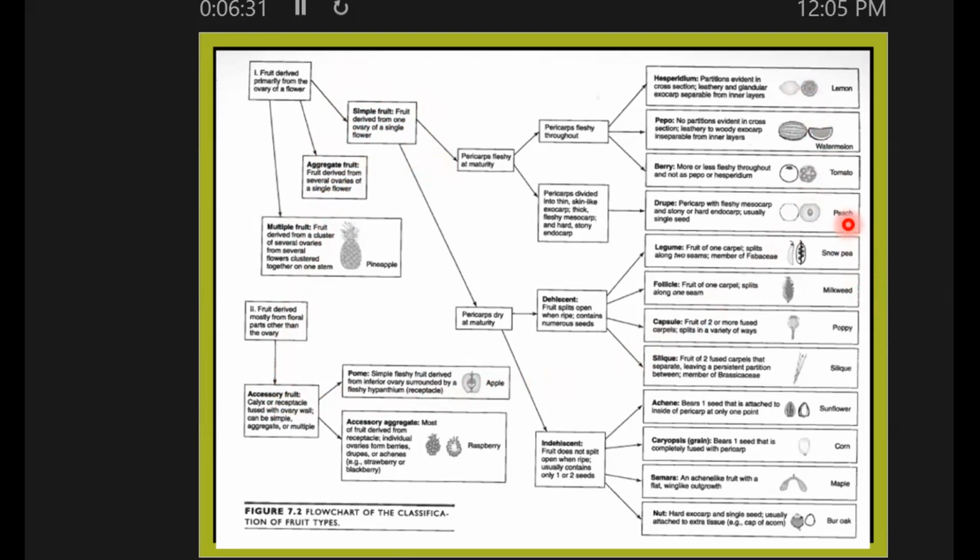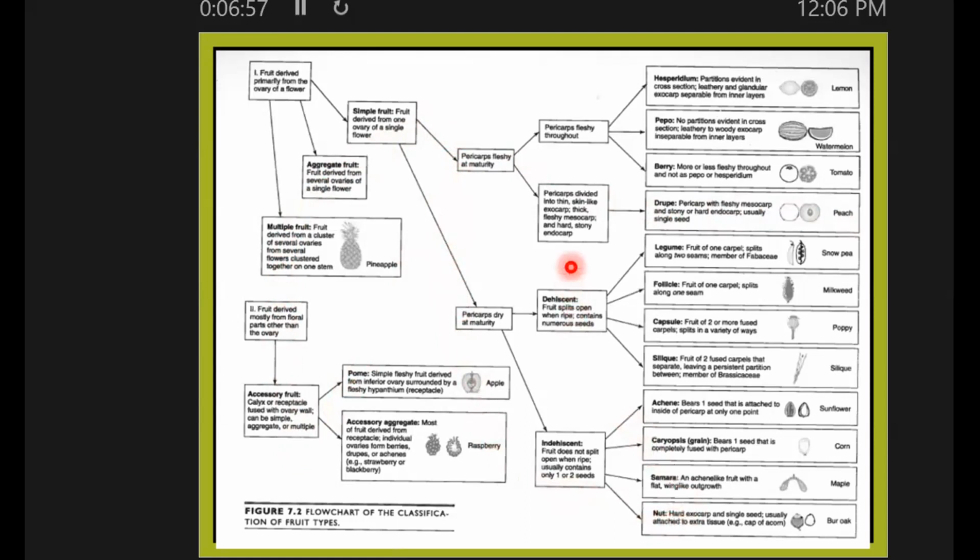All right. So, you can easily get your hands on a dichotomy like this and use it for working through, so we're not going to ask you to memorize all this. It's just the big picture idea: simple, aggregate, multiple, accessory, and then fleshy or dry. We need to know some fruit is definitely fleshy, some is dry. We'll get into that a little bit more.